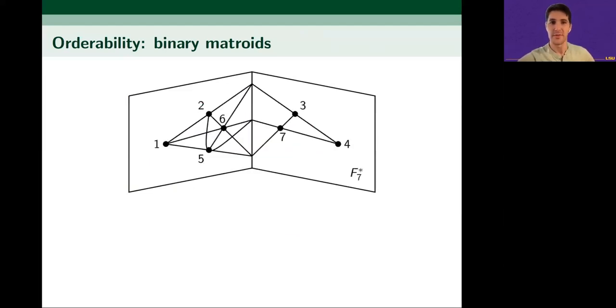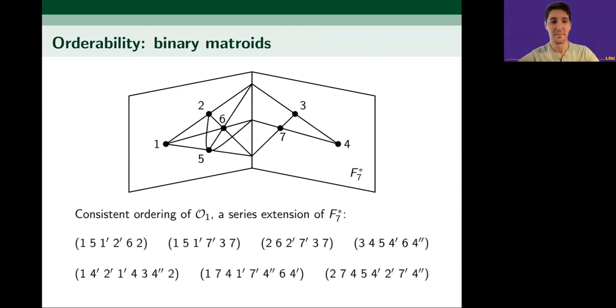The dual of F7, unfortunately, does have orderable series extensions. So here's F7 dual just so you can see the circuits. But what I've given you here are the orderings of the circuits of an orderable series extension of F7 star. I called it O1 for orderable number 1. So these primes are telling you that 1 and 1 prime are a series pair. 1 prime has been added in series with 1. So it's just copies of the elements, like I was saying.